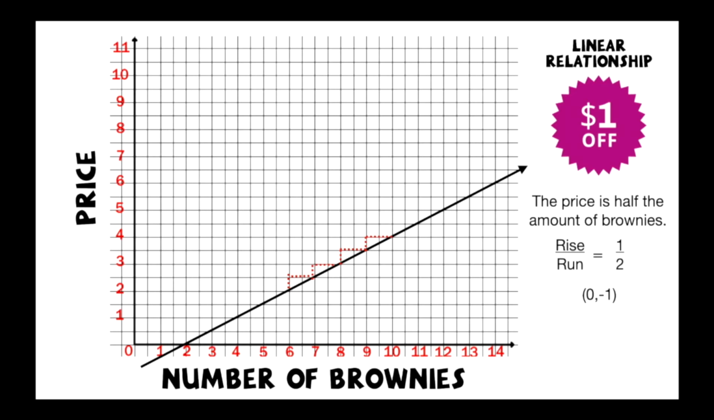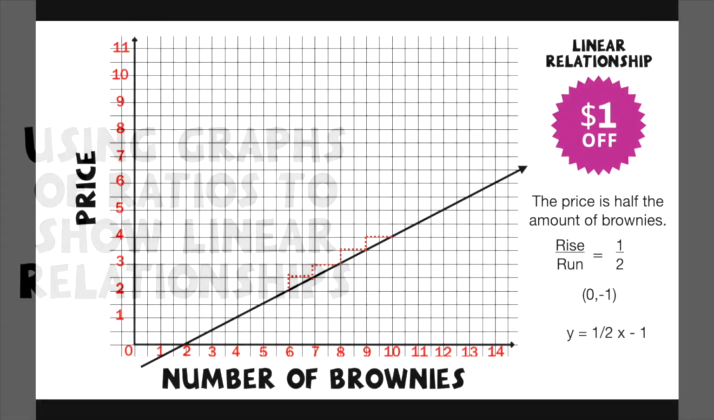How does that change my equation? Well, I know that my slope is going to stay the same, but instead of the equation just being y equals 1/2 x, I have to account for that $1 off coupon. So it's y equals 1/2 x minus 1.